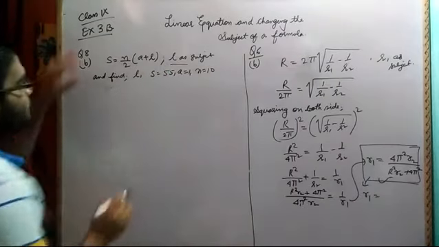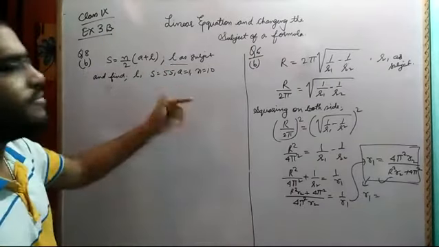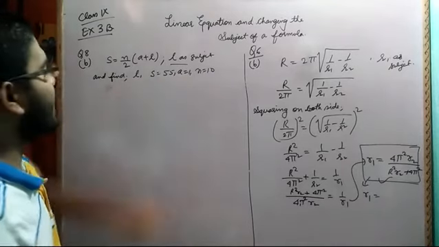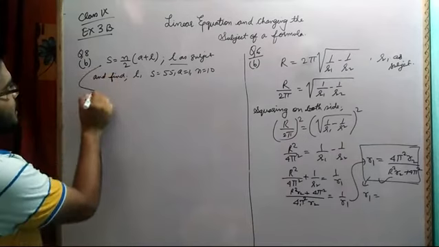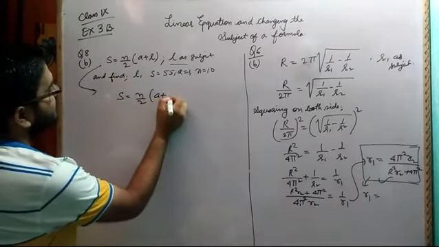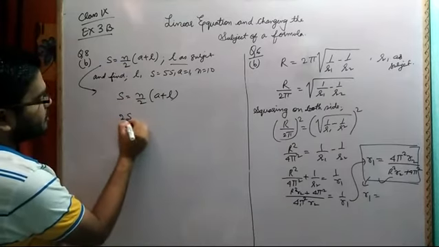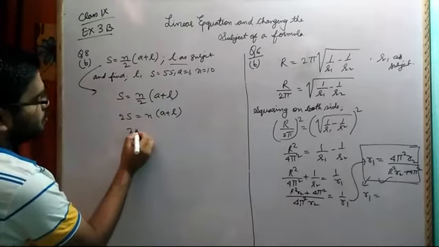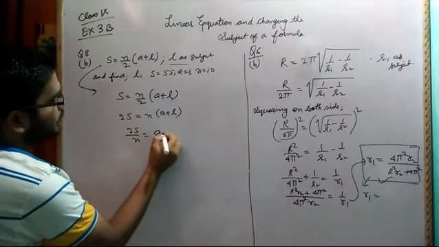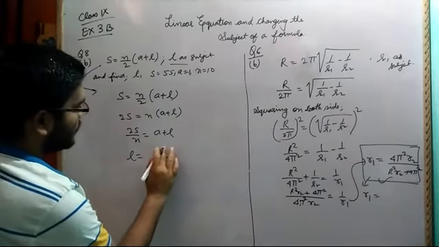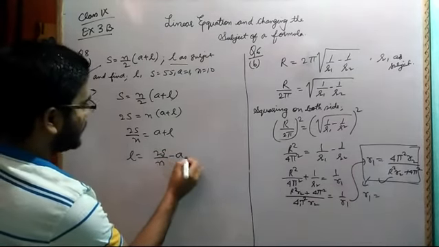From this equation we have to make L the subject, and then find the value after putting the values of S, A and N. Now how to make L the subject? I can write S is equal to N by 2 bracket A plus L. After cross multiplication I will get 2S is equal to N times (A plus L). Now 2S upon N is equal to A plus L. So L will be equal to 2S upon N minus A.